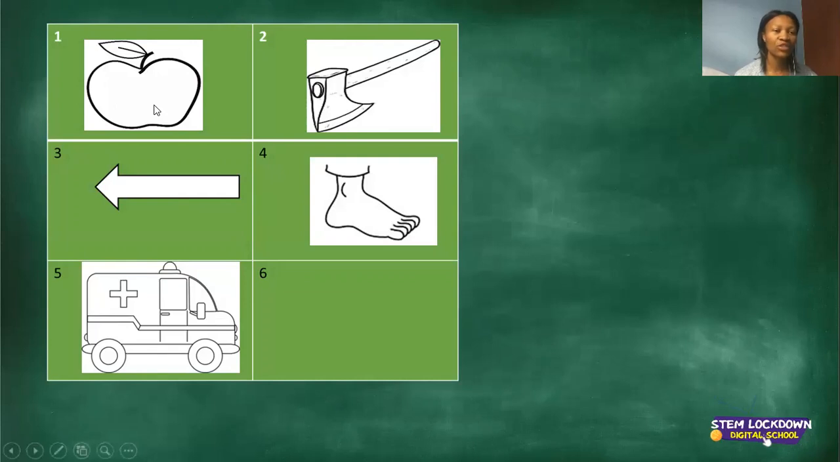Andy and Mandy chopped an apple tree with an axe. An arrow points to the left. The axe fell on his ankle. And then we had to call the ambulance.